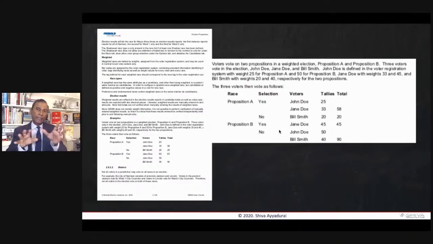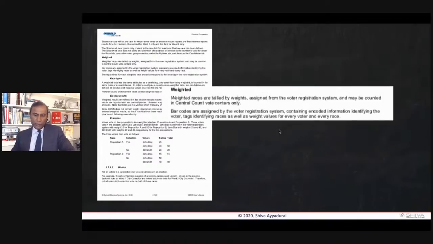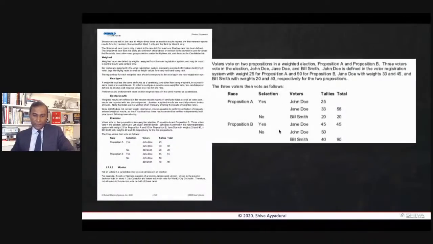By the way, the system allows you to set weights for different races, different individuals, and different candidates. So for Shiva Ayyadurai running, the 100 votes I got, you can set the weight to 0.5. And we'll get to that. Dylan, if he's running, he can get 1.5 for every vote, and I only get 0.5. So let's just absorb that. This is in the manual. This is evidence. People can go read this.